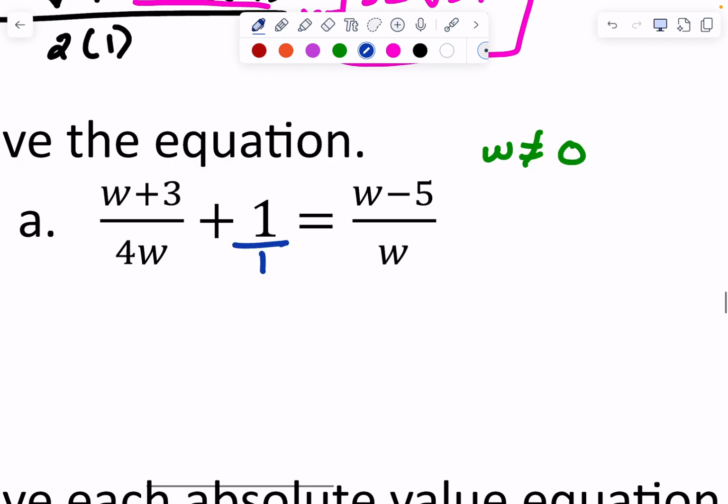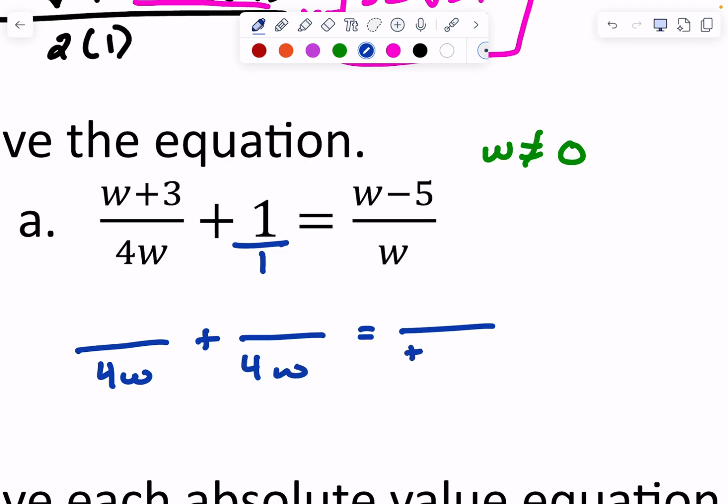All right, this is over 1. What is my common denominator going to be? 4W. Okay, W plus 3.